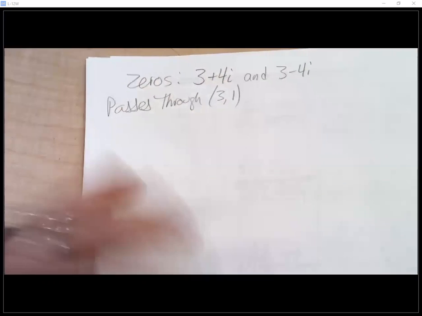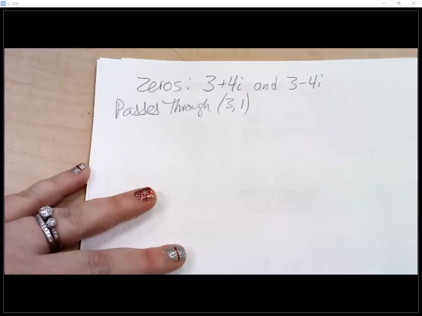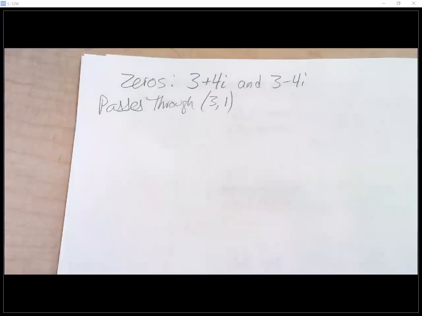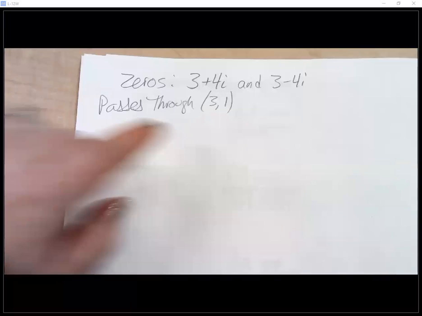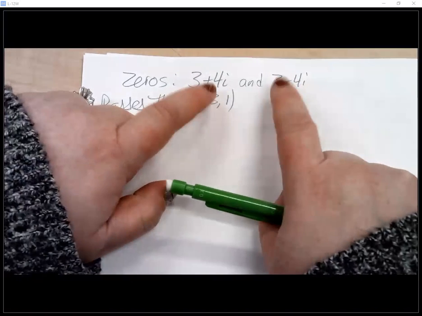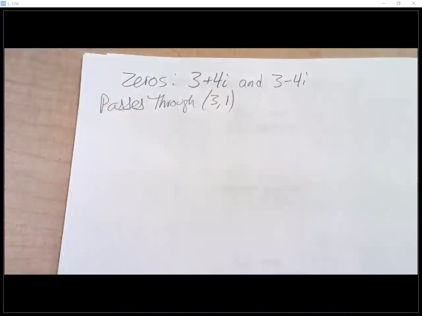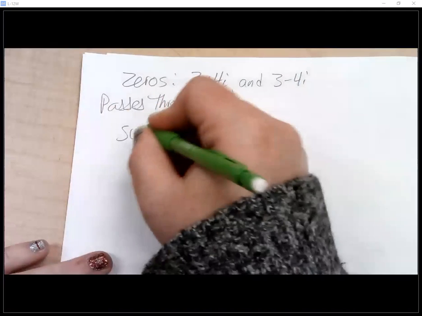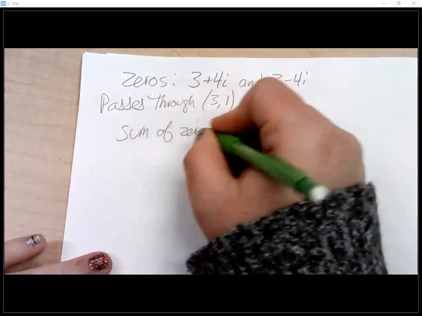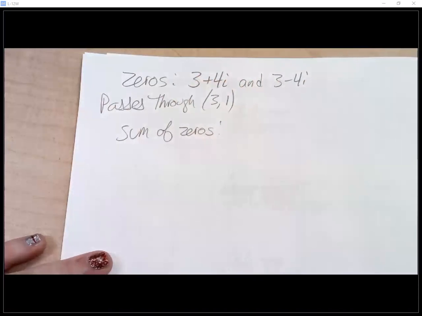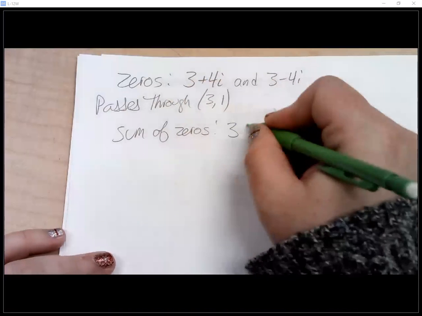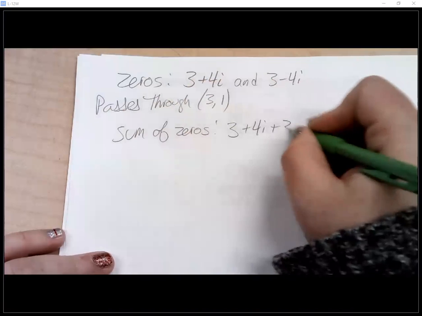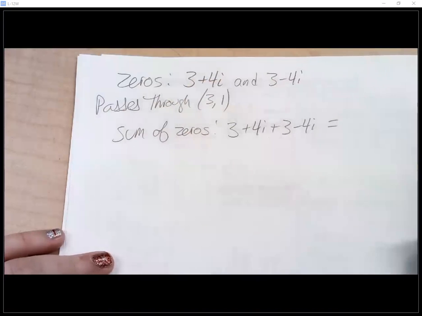No, okay. All right, so again, I have my zeros, but I don't want to plug them in directly because it would be a multiplying nightmare. So to save myself all that hassle, we're going to find the sum and the product of our zeros. Sum of zeros. So go ahead, take those two and add them together. 3 plus 4i plus 3 minus 4i. What comes out? 6.